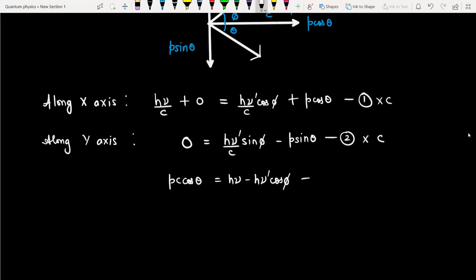Let's call this equation number 3. And we multiply equation 2 by c, so we get pc sine of theta equal to h mu prime sine of phi, because the c and c cancel. We multiply this equation by c, so we have pc sine theta. Let's call this equation number 4.